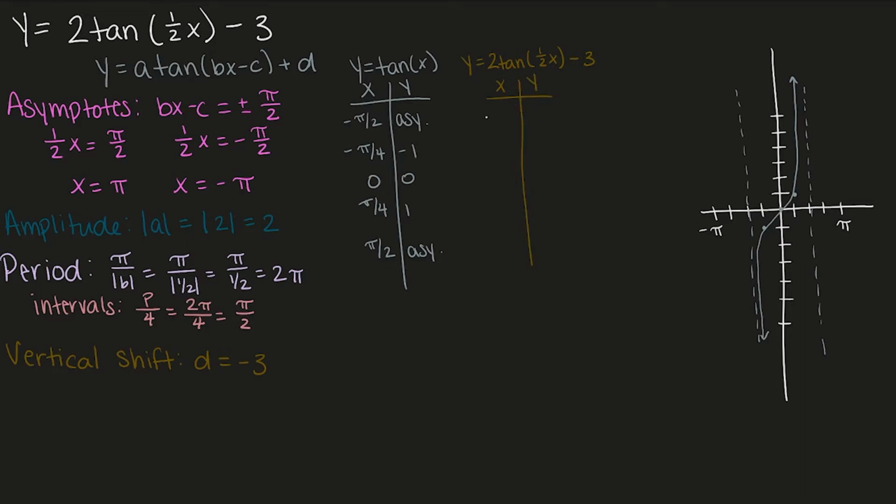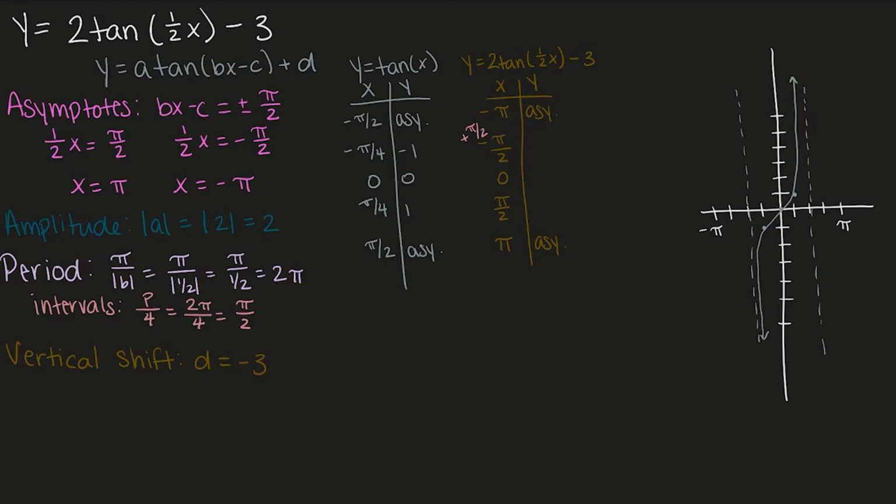So, our first x value will be our leftmost asymptote, which is negative pi. Then we're going to add pi over 2 to find our next x values. We got pi over 2 by dividing our period by 4. So negative pi plus pi over 2 is negative pi over 2, plus pi over 2 is 0, pi over 2, and pi. Again, we have asymptotes at negative pi and pi, so we know what those values are.